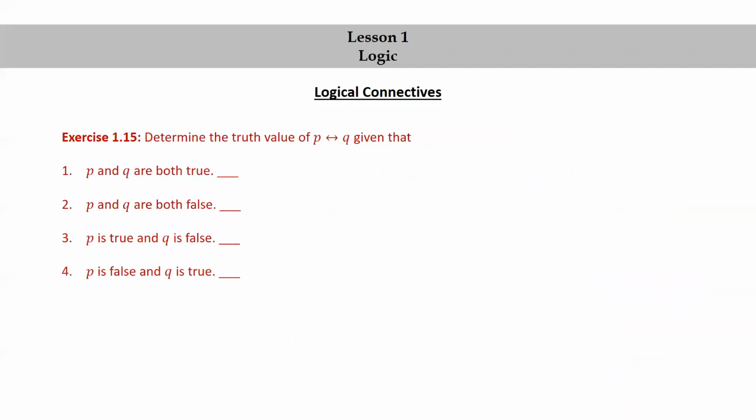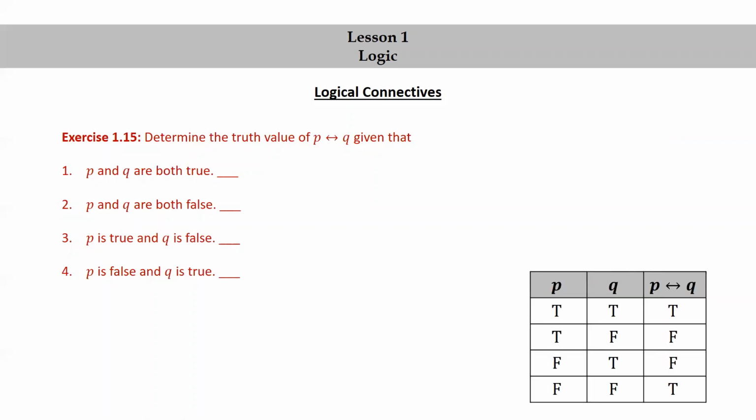Let's try another exercise. Determine the truth value of P if and only if Q, given that P and Q are both true, P and Q are both false, P is true and Q is false, P is false and Q is true. Again, pause the video now, try the exercise yourself, and then resume the video.